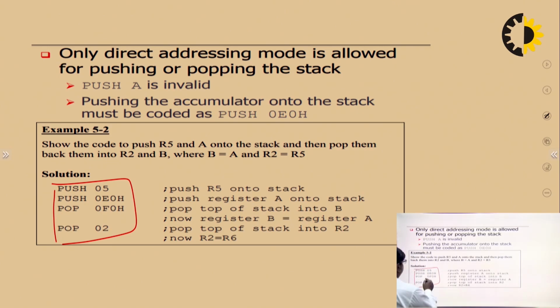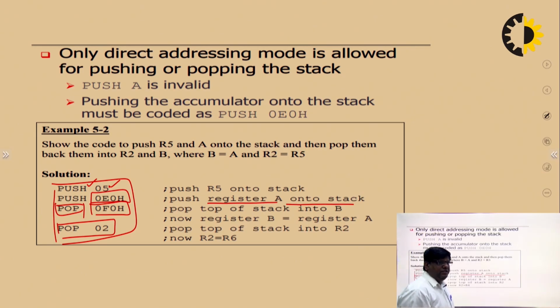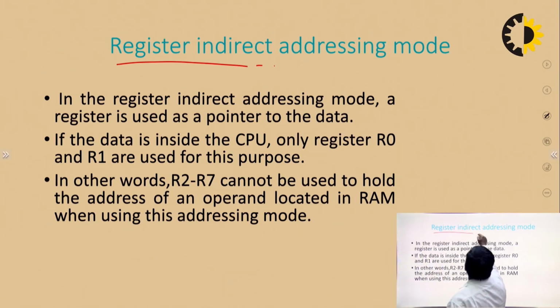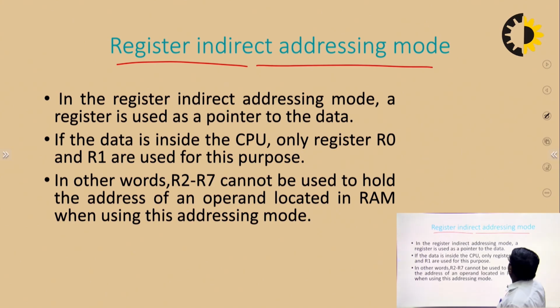Now, 5 is pushed into the stack. Now, push register A into the stack. Now, this is the allocation of the stack, and from this location, this value is popped, and the popped value is 2. Now, that is another important use of the direct addressing mode. Now, the next one is the register indirect addressing mode.